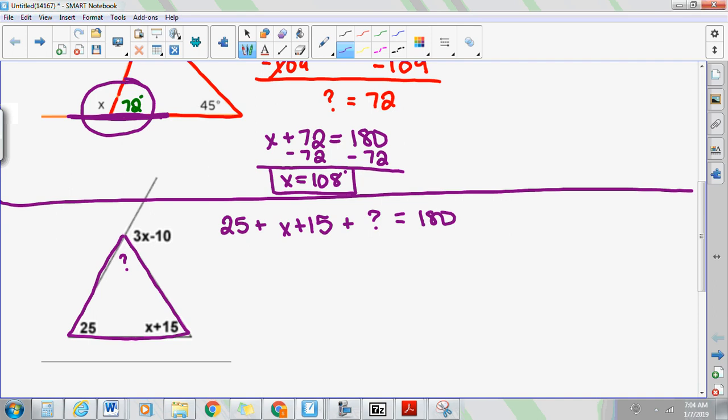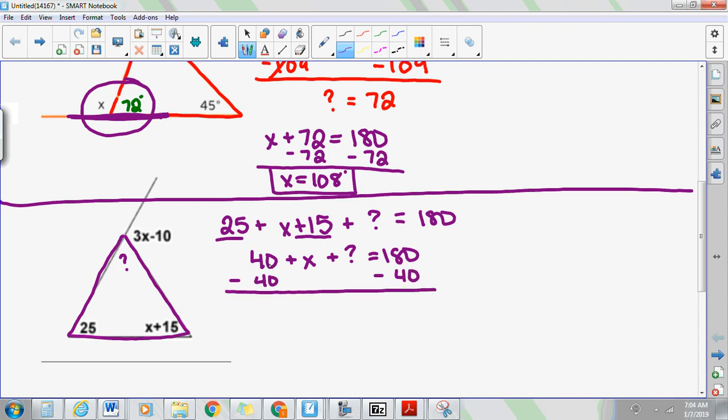Now this is going to feel a little bit weird, but I want to get this question mark by itself. So I'm going to start the same way as last time. I notice that 25 and 15 are like terms. So if I add those two together, I get 40 plus x plus question mark equals 180. I'm going to move the number over, so I'm going to minus 40 from both sides, because then these will cancel. So I get x plus question mark equals 140.